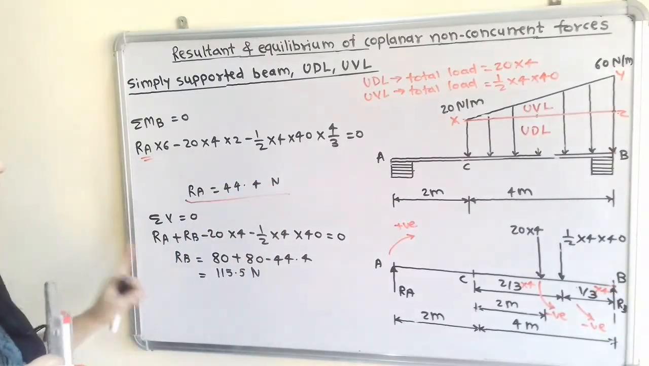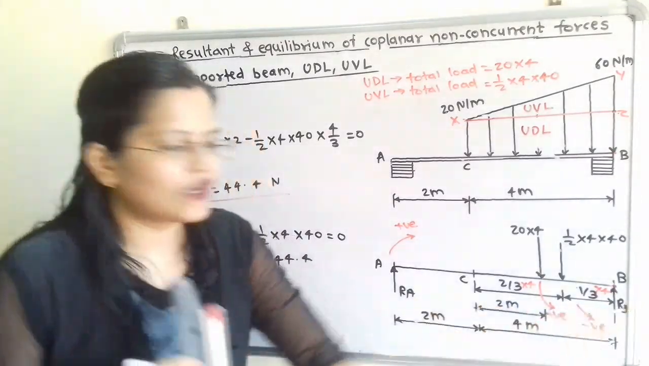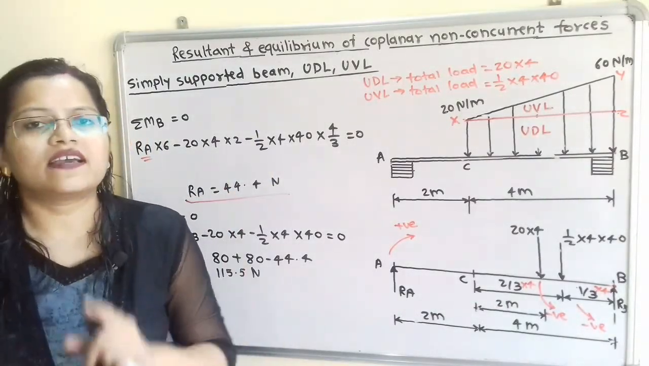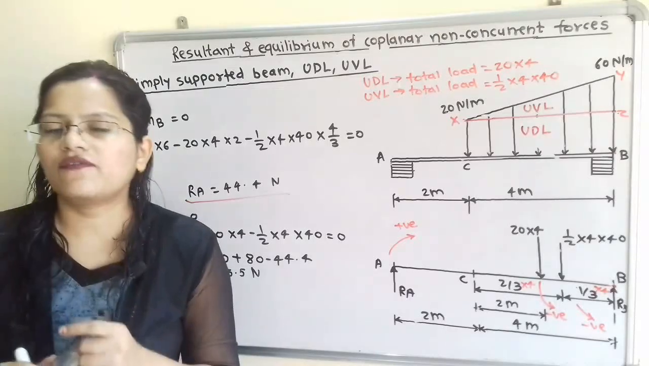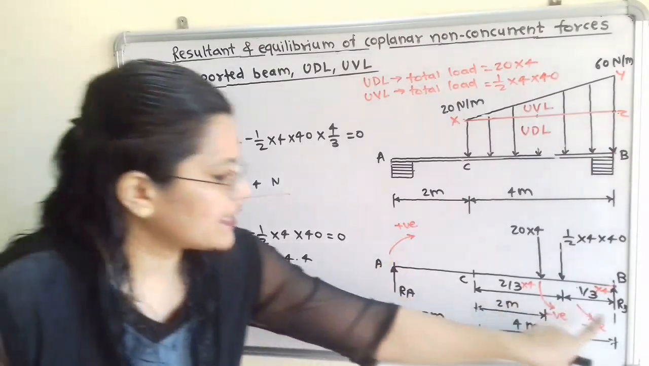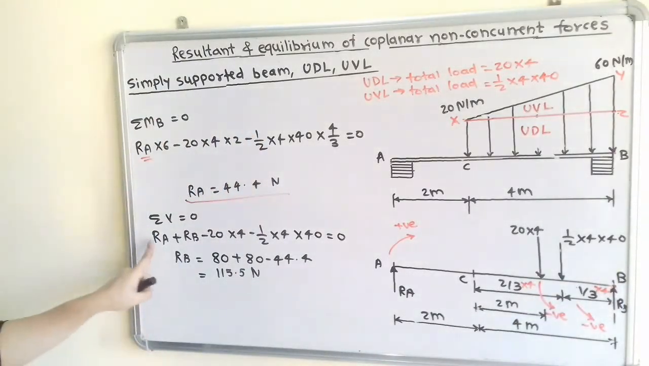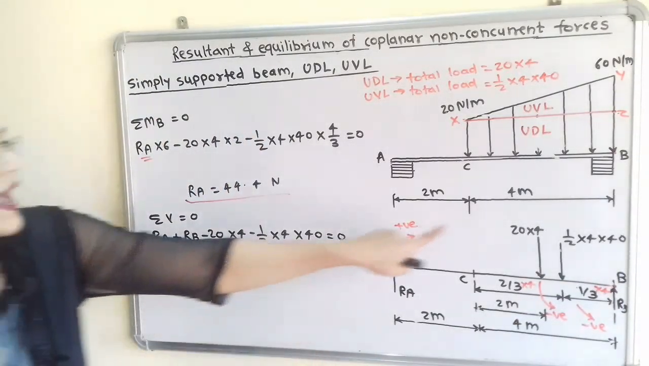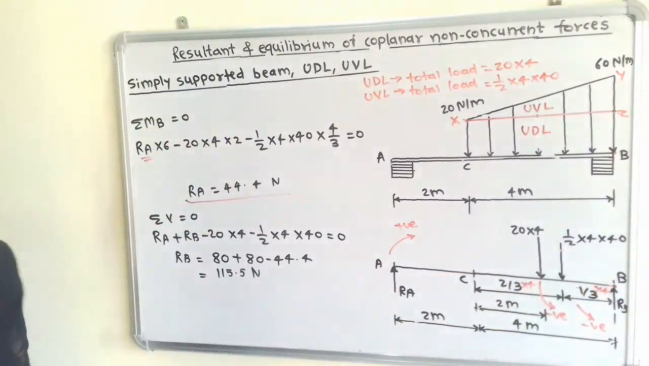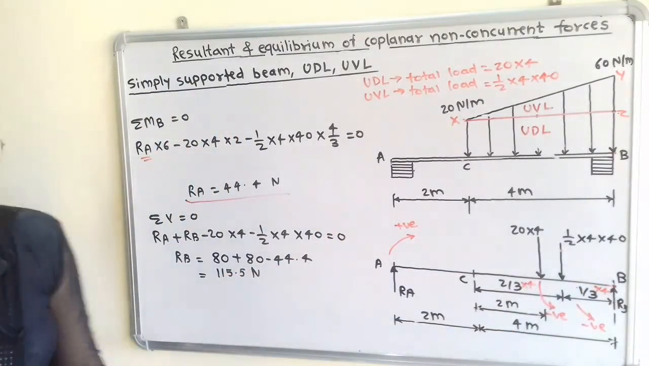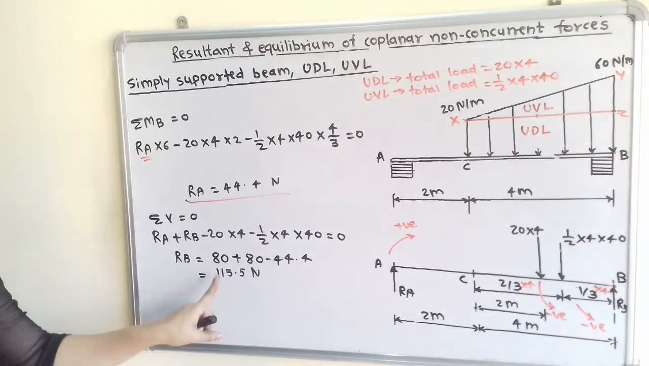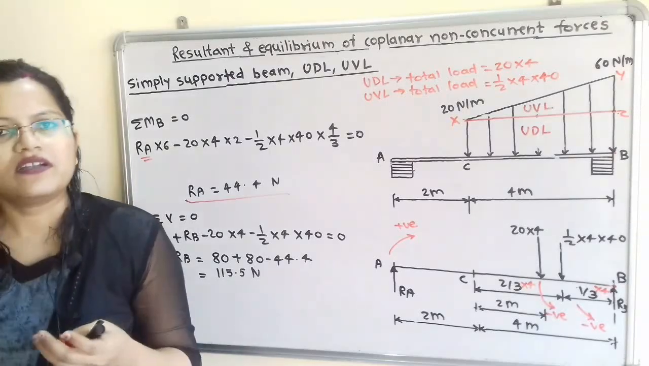Now we will move to the second. Now we have to find out RB, which is in the vertical direction. So we can take the summation of all vertical forces equal to 0. RA and RB are in the upward direction. So RA plus RB minus 20 into 4 minus half into 4 into 40 is equal to 0. Now RA is known, so only one unknown term RB remains, and it is equal to 115.5 Newton.